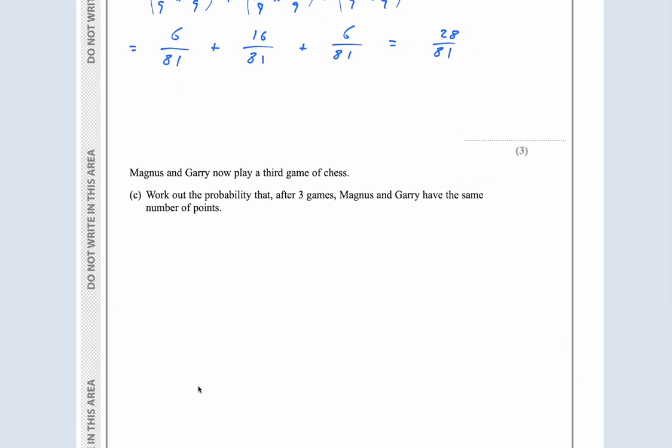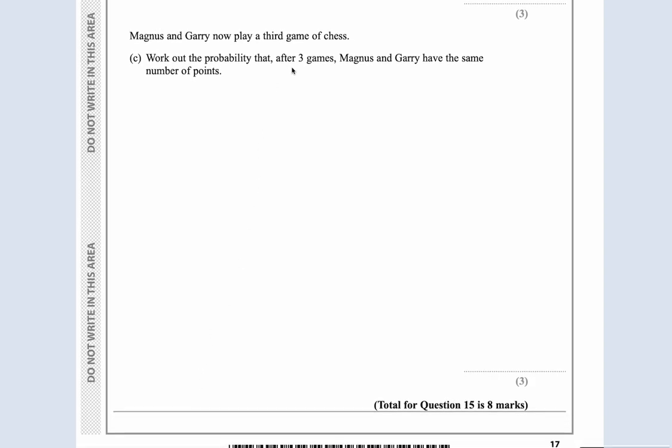Okay, Magnus and Gary now play a third game of chess. Work out the probability that after 3 games they have the same number of points. Right, this makes it more tricky, guys. Now you could draw an extension to the tree, but I don't think that's going to take too much work. So I'm going to write down here, Magnus wins is 2/9, just so we're clear. Wins is 2/9, draw is 4/9, and loses is 3/9.